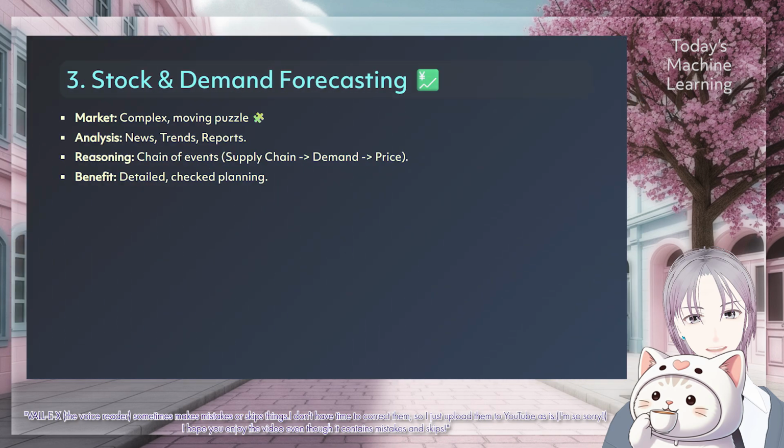And third, let's look at stock price prediction and demand forecasting. The financial world is complex. It's like a giant puzzle that never stops moving. Traders want to know not just what the stock price will be, but why it is moving that way. An AI using this reasoning capability can analyze news, market trends, and company reports step by step. It can filter out bad information and build a logical argument for why a stock might go up or down. For example, instead of just guessing, it could reason, since the supply chain is blocked and demand is high, the price will likely rise. Detail like this, checked reasoning, is incredibly valuable for businesses trying to plan for the future.